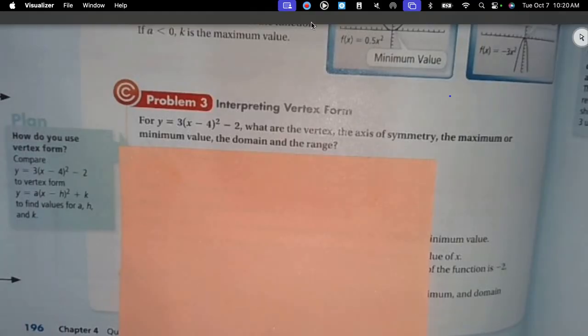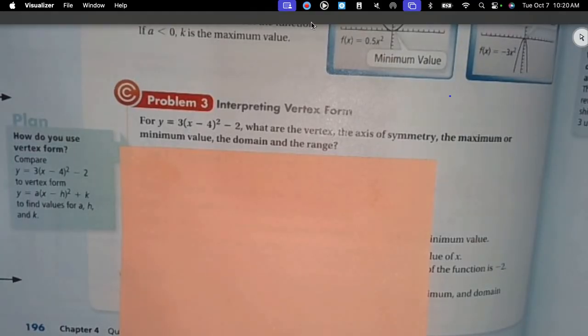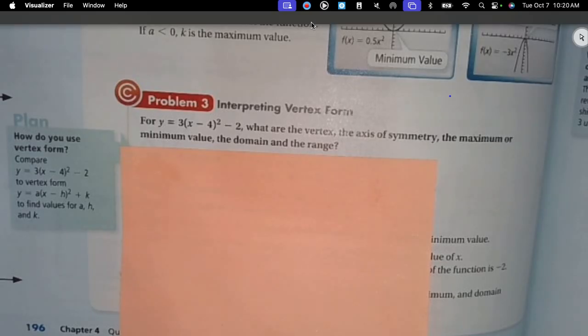Hey, anybody, tell me what the vertex is. It's got a -2. Where did it move? Somebody tell me where it moves. Right 4, down 2. What's your vertex? 4, -2. See how we got that? Whenever you say where it's moved, that's the vertex.